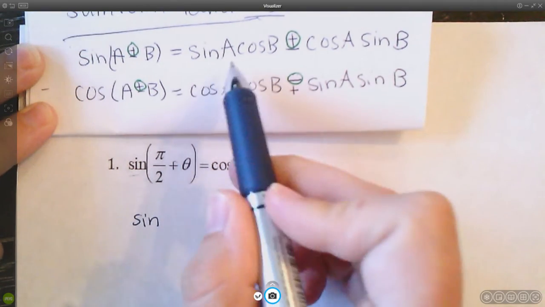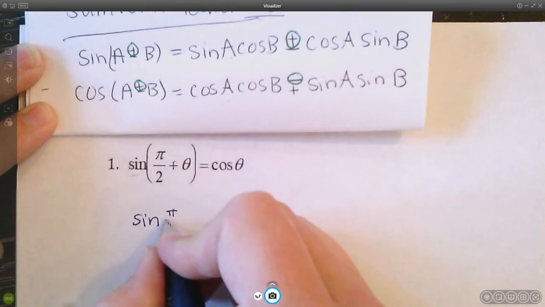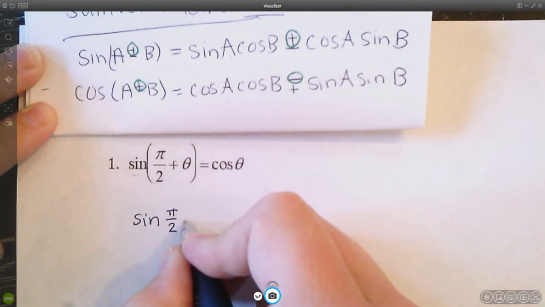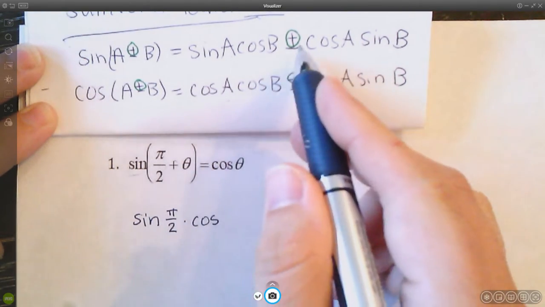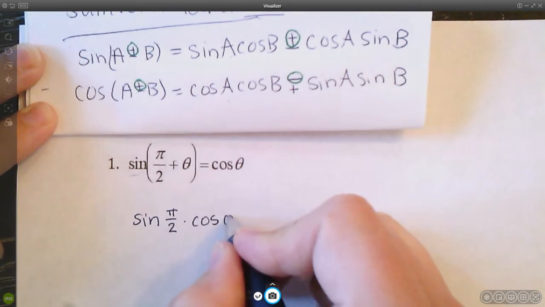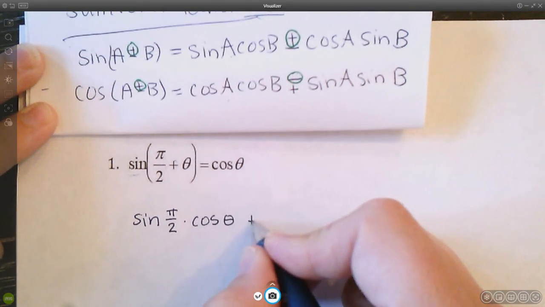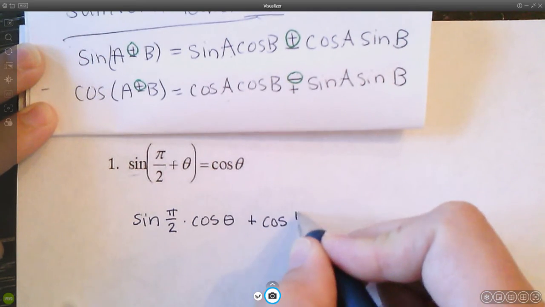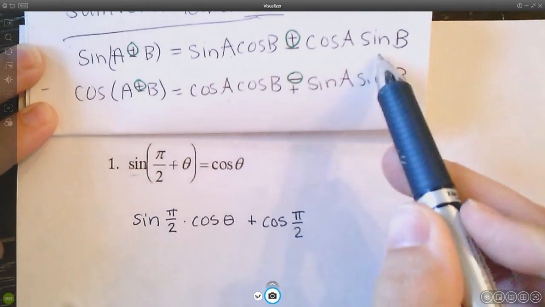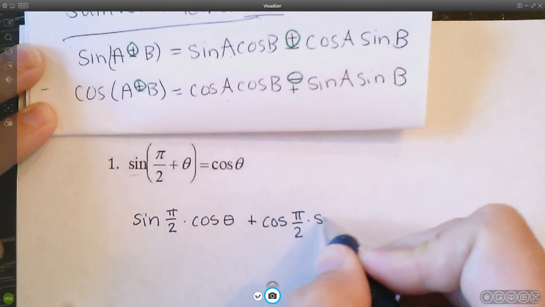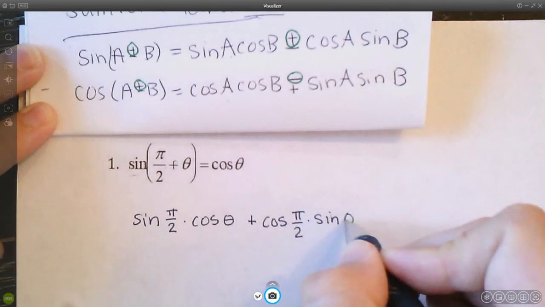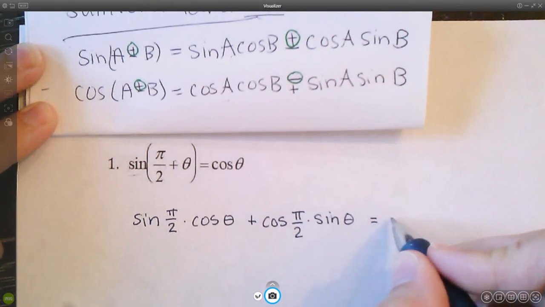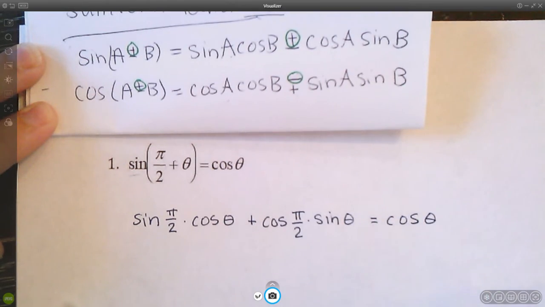sine of A, which in this case is pi over 2, times the cosine of B, which is theta, plus the cosine of A, which is pi over 2, so cosine of pi over 2, and then sine times the sine of B, which is theta, and we are trying to make that look like cosine of theta.